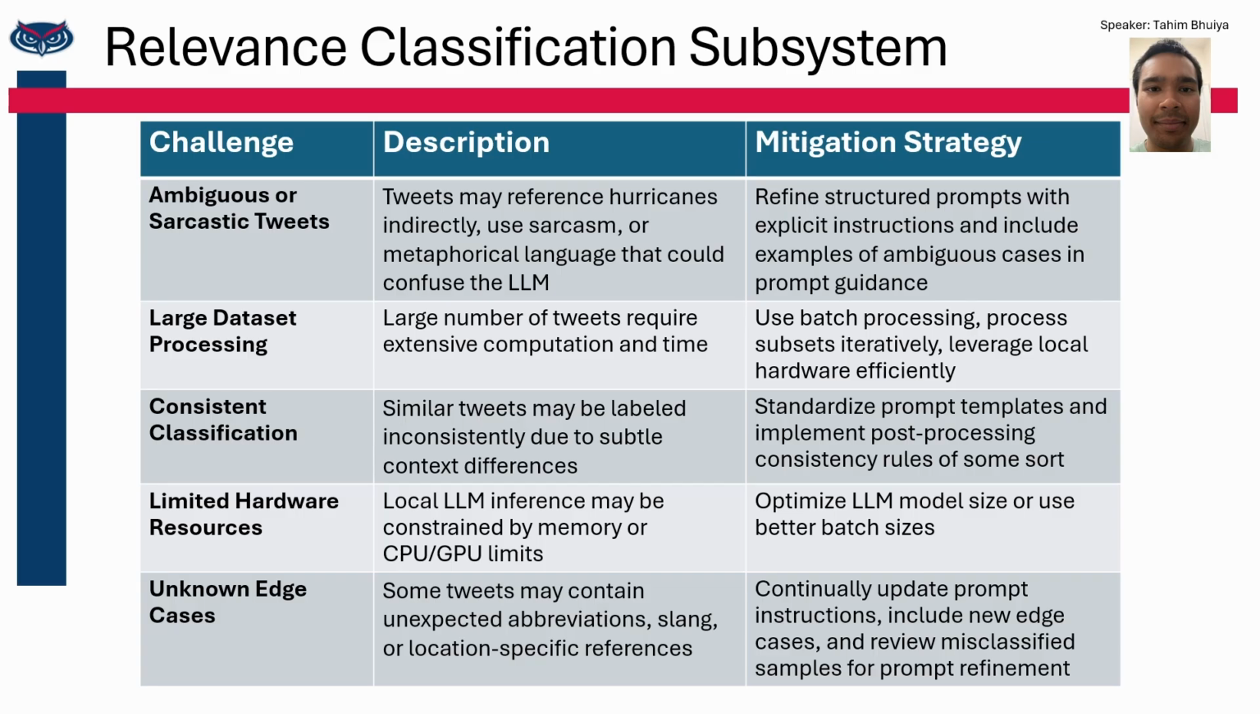Limited hardware resources will be addressed by optimizing the model size or adjusting batch sizes. And then finally, unknown edge cases like slang or region-specific references will be managed by continuously updating prompts and reviewing misclassified examples. These strategies help ensure accurate and reliable relevance classification as we move forward.